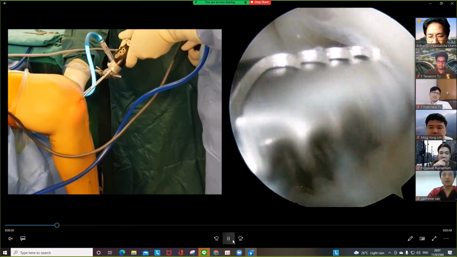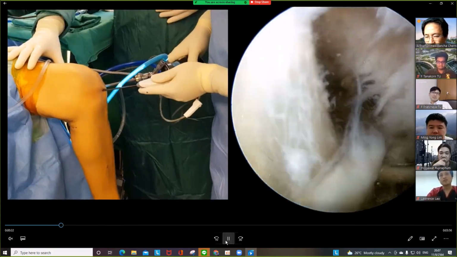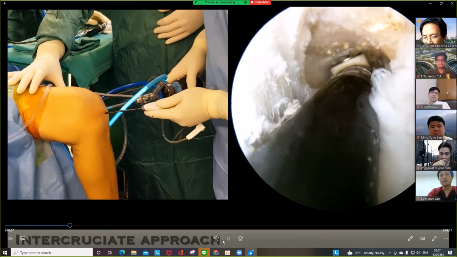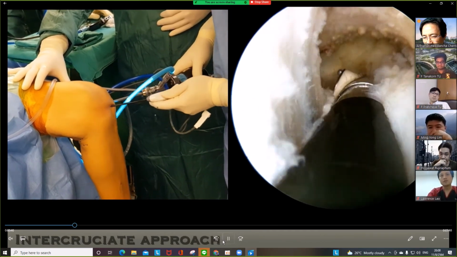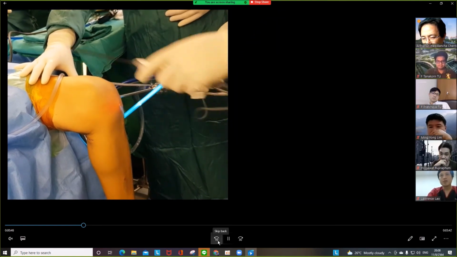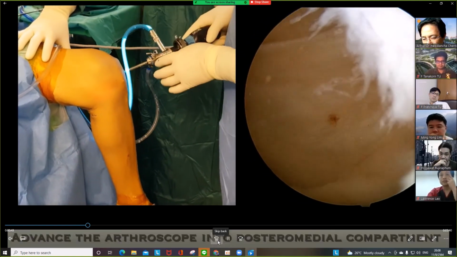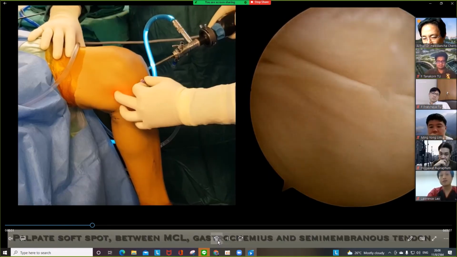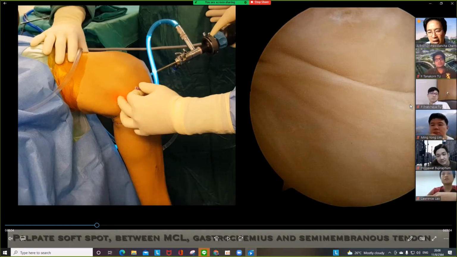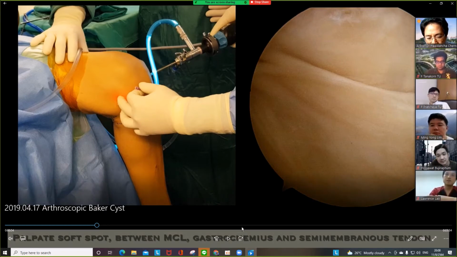And some Baker cysts have no valve connection, like Baker cysts in children. Some Baker cysts are without a valve. So in these patients, we go to the posteromedial portal. Here you see this is a valve. You see, this is like a pants over waist. If you take this out, drag this down, you can see the cyst. It's like pants over waist.